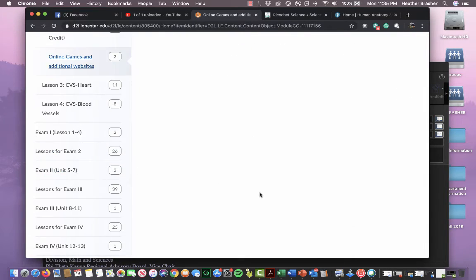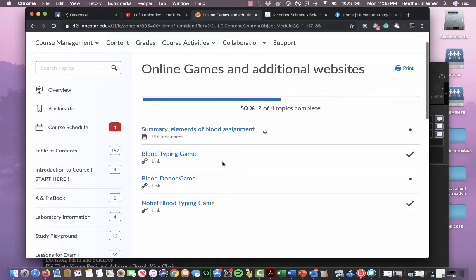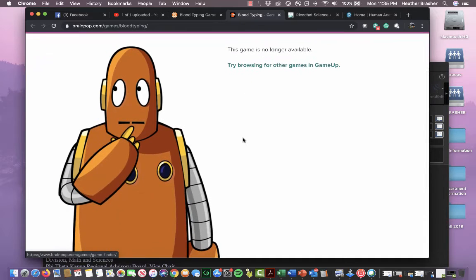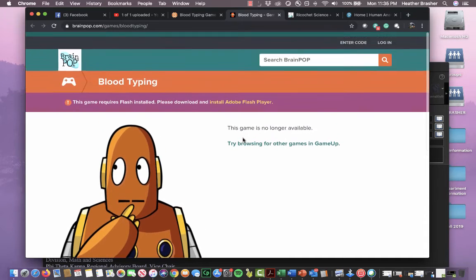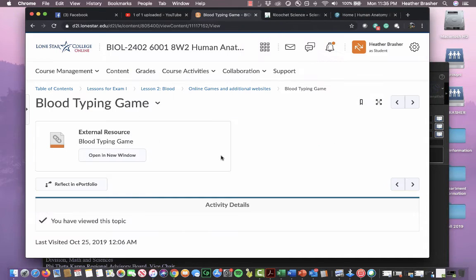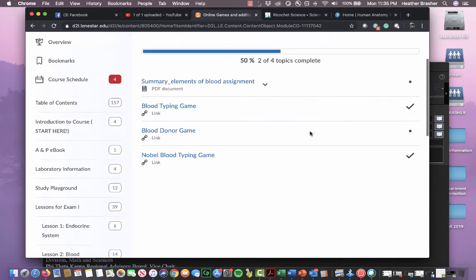And then, as you can see in some sections, I have some additional things. Like, for instance, there are all these blood typing games that go on there. Basically, this one is no longer available. Look at that. It was there at the beginning of the semester. Let's try this one.